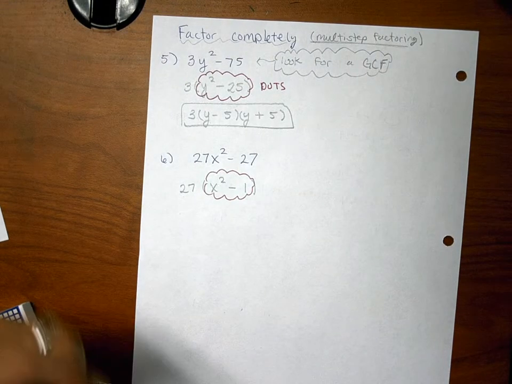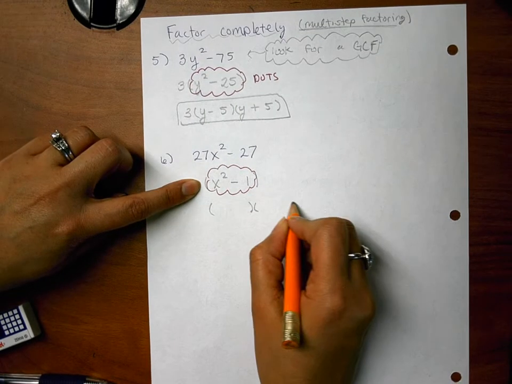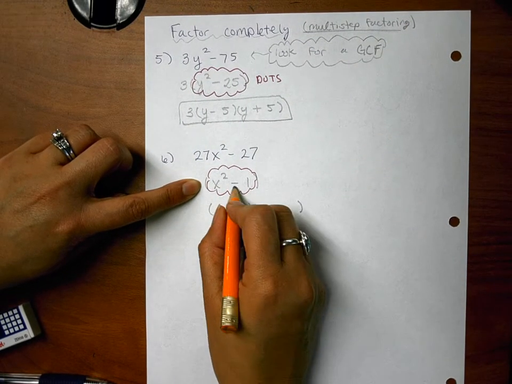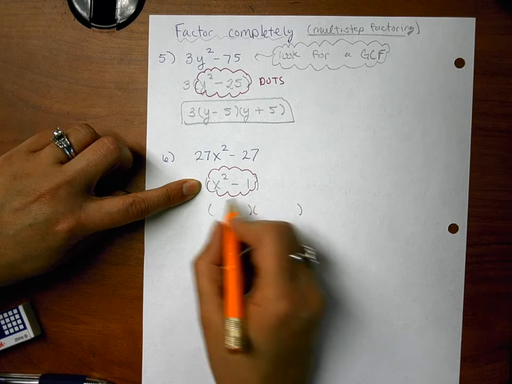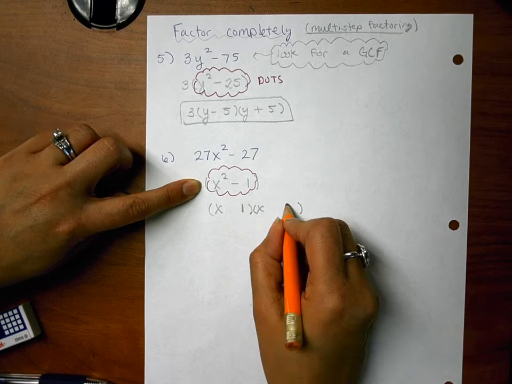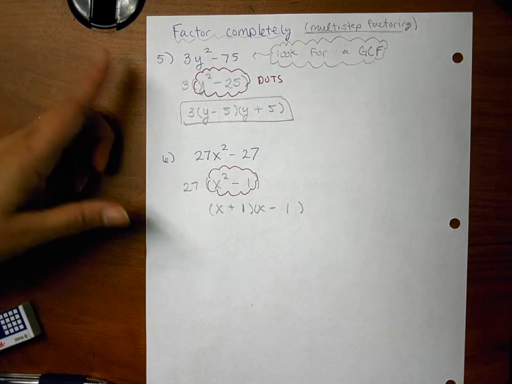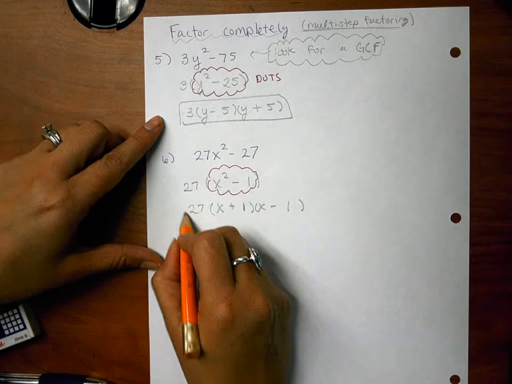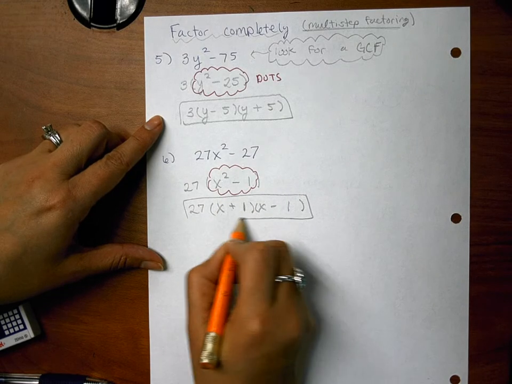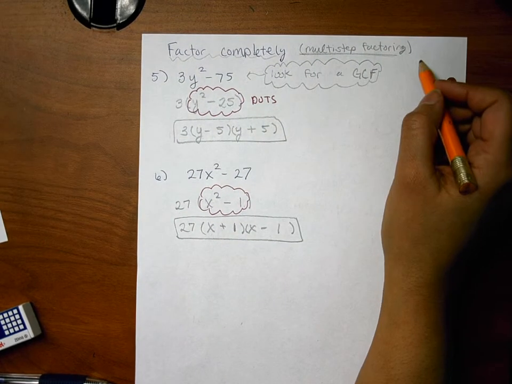And then this here again is a difference of 2 squares. So ignore the 27, double bubble. They're both perfect squares. It's a minus sign. What's the square root of x squared? X and x. What's the square root of 1? 1 and 1. Plus minus or minus plus, it does not matter. And then the 27 out front.